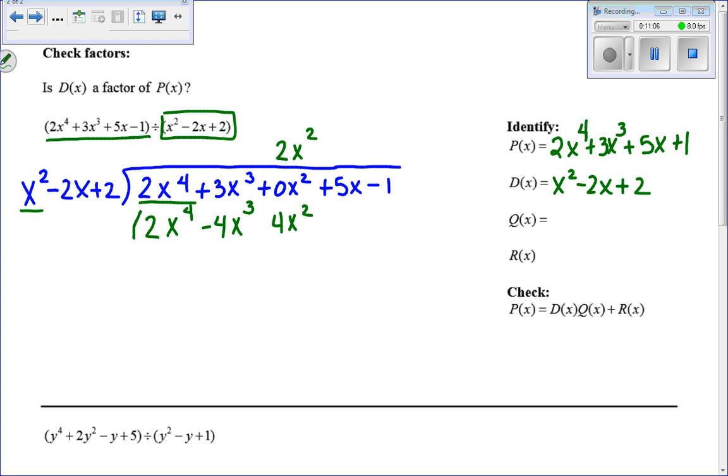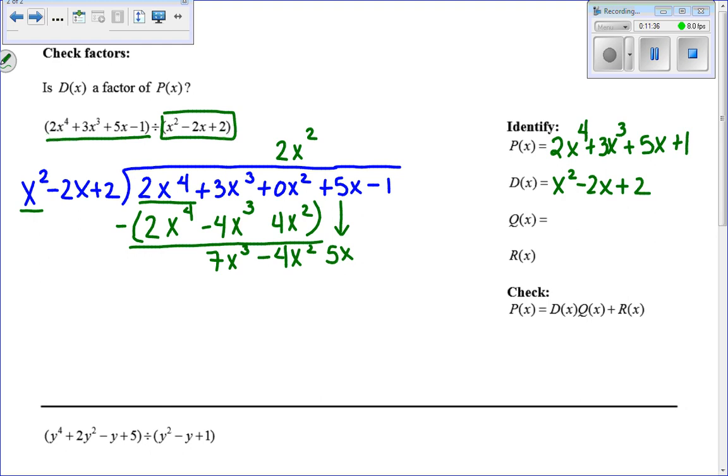Now remember, you're subtracting everything here from the top three expressions. Okay, 2x to the 4th minus 2x to the 4th is 0. 3x cubed minus a negative, so we are adding, 7x cubed. 0x squared minus 4x squared is negative 4x squared. Bring down the 5x.